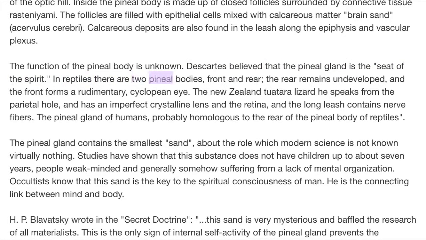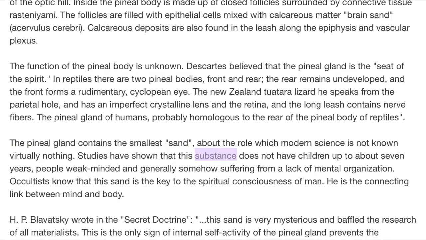In reptiles there are two pinealides, front and rear. The rear remains undeveloped, and the front forms a rudimentary cyclopean eye. The New Zealand tuatara lizard has a parietal hole, and has an imperfect crystalline lens in the retina, and the long leash contains nerve fibers. The pineal gland of humans is probably homologous to the rear of the pinealide of reptiles. The pineal gland contains the smallest sand, about the role of which modern science knows virtually nothing.